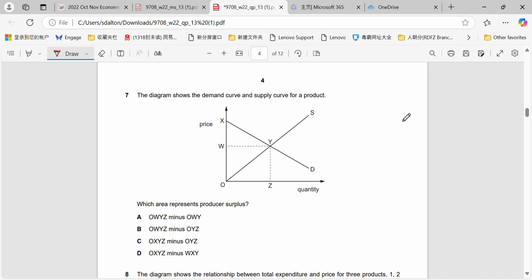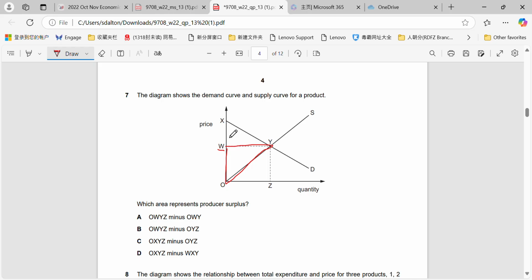Okay, the diagram shows the demand curve and supply curve for a product. Which area represents producer surplus? So remember, producer surplus is the area below the equilibrium price, which is W, to the bottom of the supply curve. So our producer surplus here is WYO. Okay? Consumer surplus would be WXY, the area above the equilibrium price to the top of the demand curve.